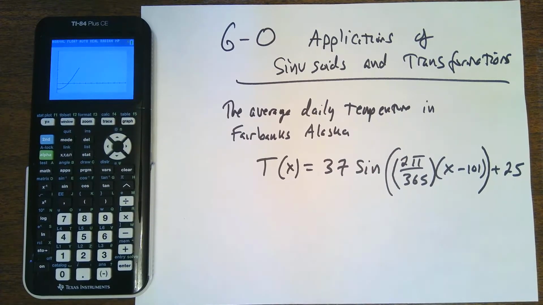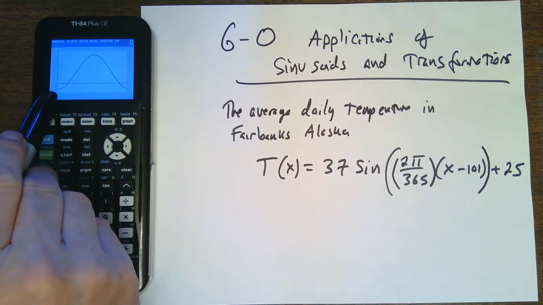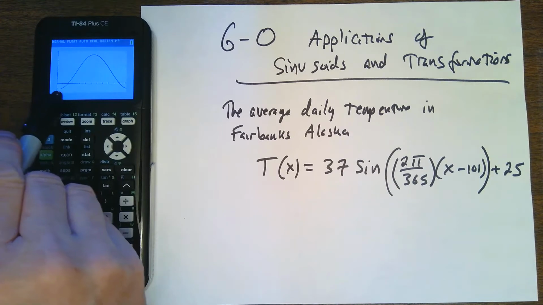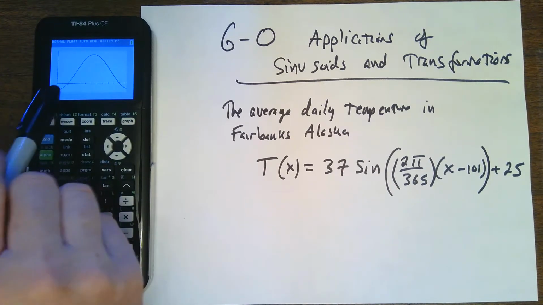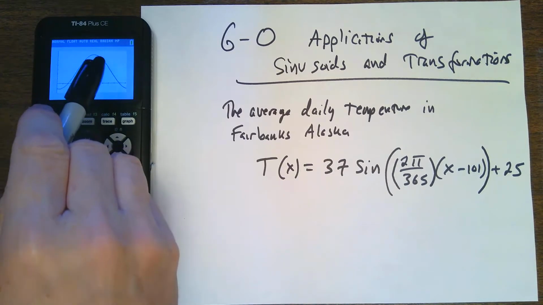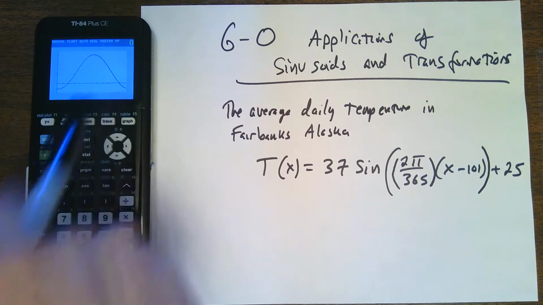So here comes the temperature. This is the graph of temperature for 1 year, the average daily temperatures for 1 year in Fairbanks, Alaska. And it's no surprise that it's a sinusoid. The temperature here would represent day 0, which would be January 1st. Very cold. But it looks like it might even get a little bit colder. January 10th, 11th might be the coldest. And then January, February, March, April, May, June, July, August, September, October, November, December.